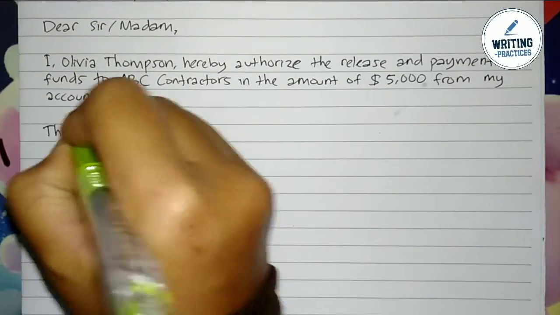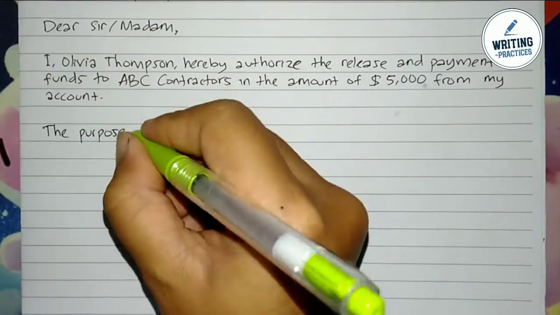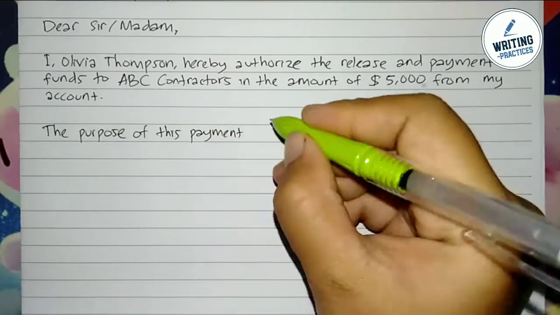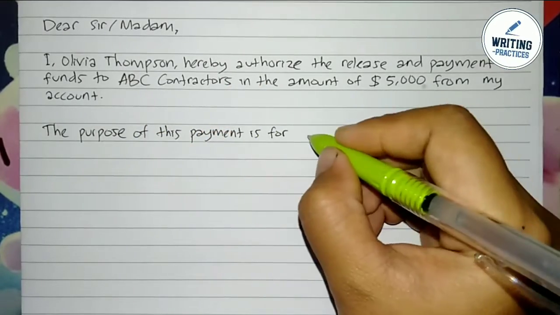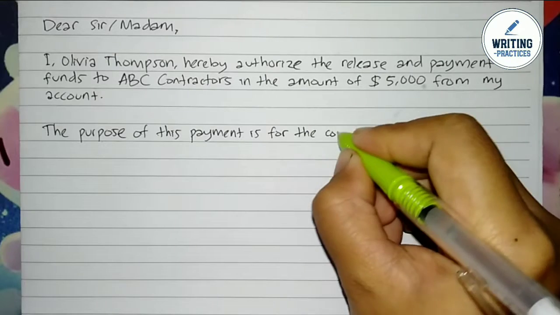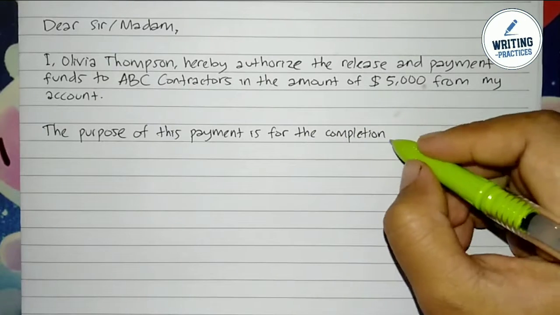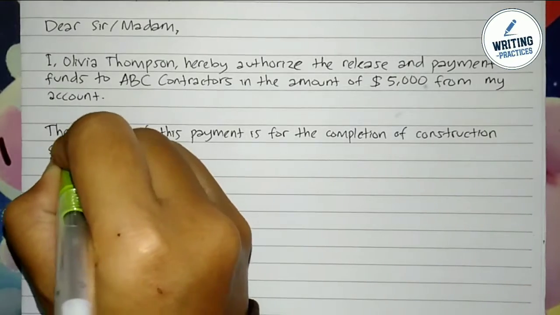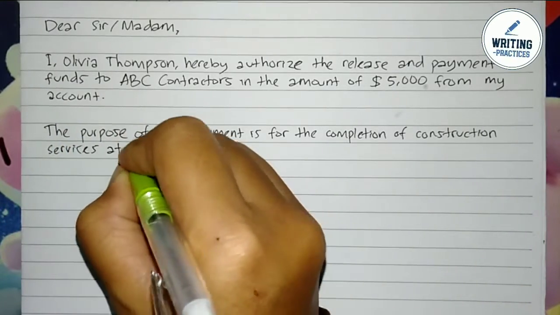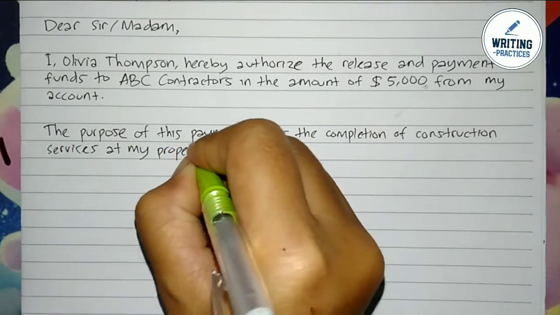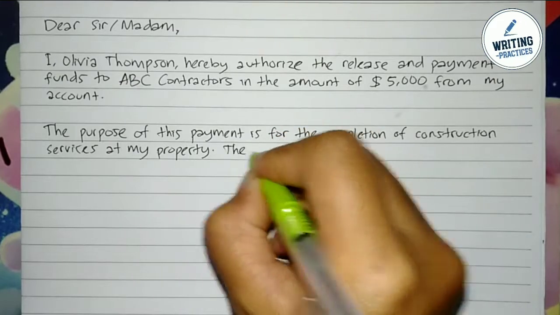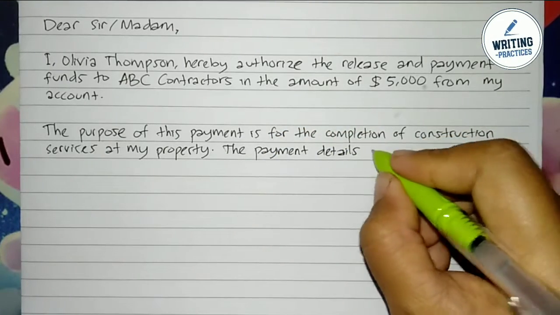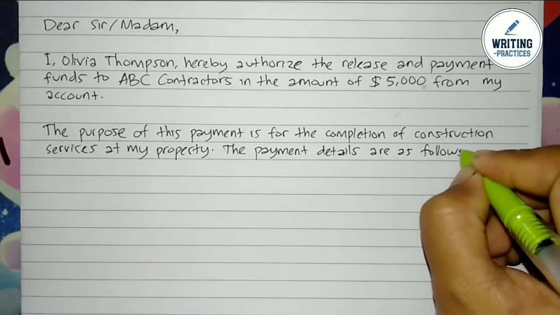In the second paragraph, this is where you write the purpose and payment details. Yes, you need to explain what the payment is for. In this case, the payment is for construction services completed at the writer's property. And the writer here links the payment to a specific service. If you have the same case, then you may copy this. The purpose of this payment is for the completion of construction services at my property. The payment details are as follows.